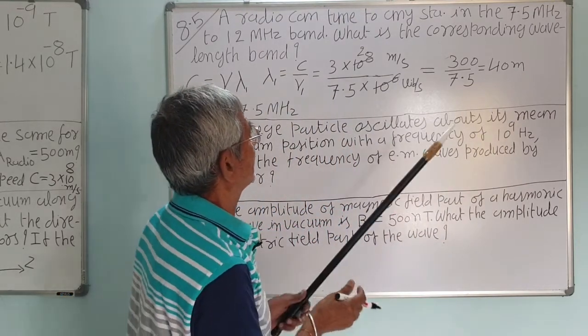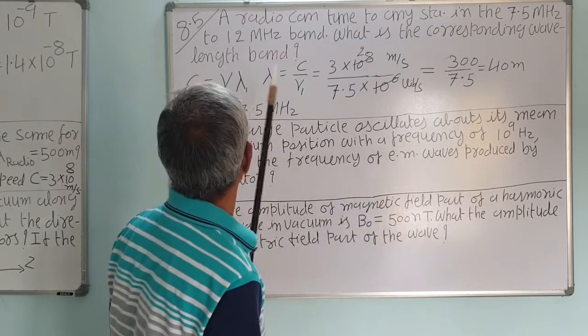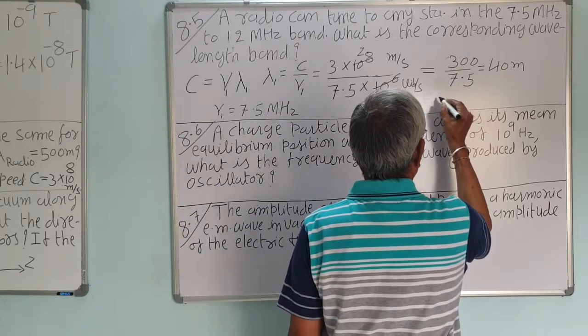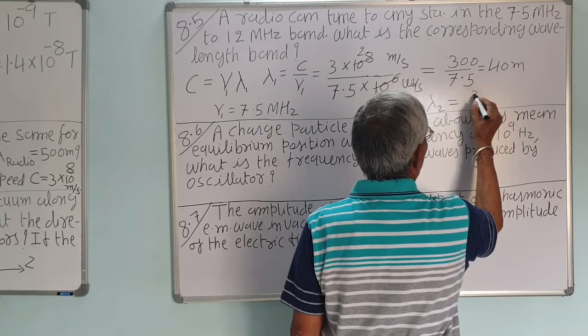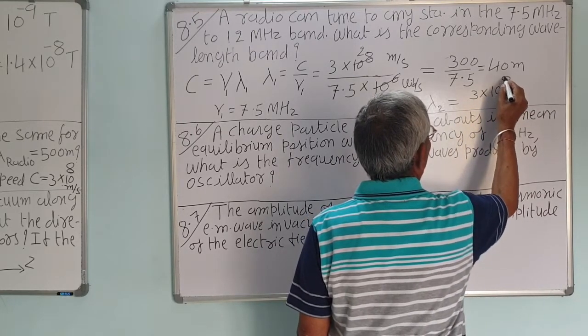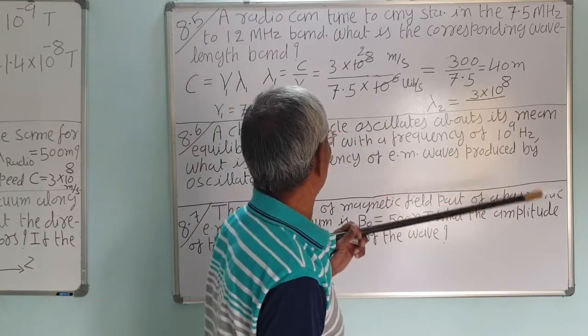The wavelength corresponding to 7.5 megahertz frequency is 40 meters. Let us see for the 12 megahertz, that is for lambda 2 is equal to 3 into the same equation. You have to write the equation. I am writing directly, but you have to note the value, correct?